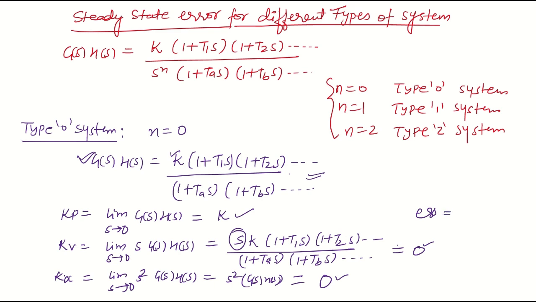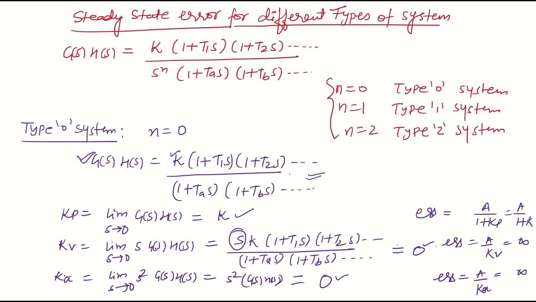So for this, I can calculate the steady state error. For the first case, when the value of Kp is K, the steady state error, if you remember, is A by 1 plus Kp. So this will be A by 1 plus K. In the next case, the steady state error was A by Kv, and Kv is 0, so this will be infinite. In the last case, the steady state error is A by Ka, and Ka is 0, so this will also be infinity.